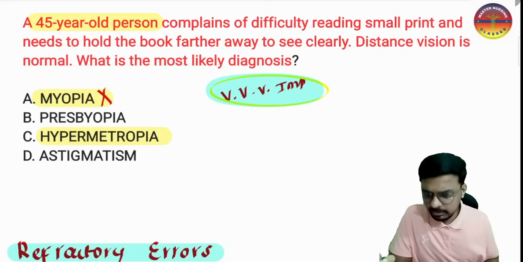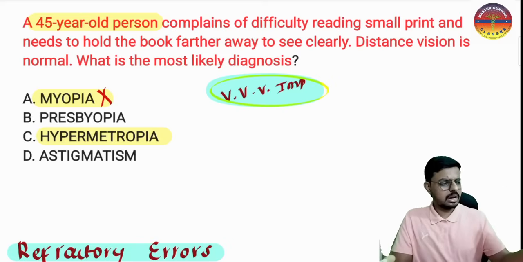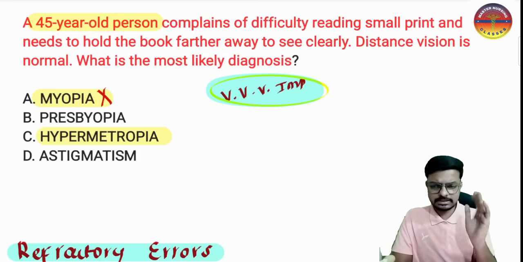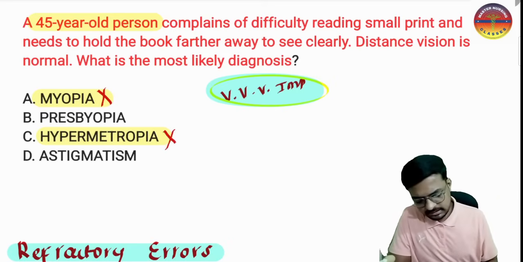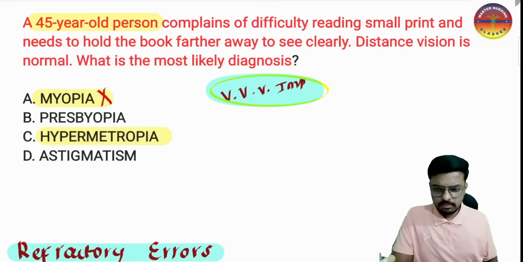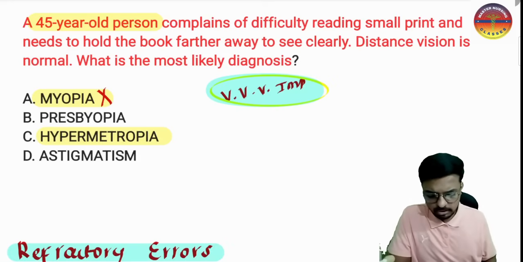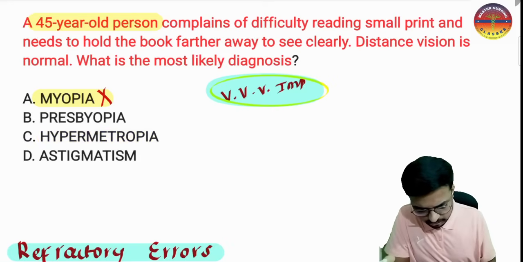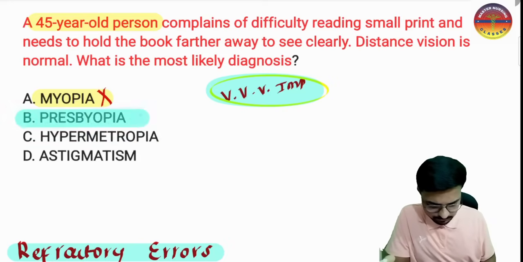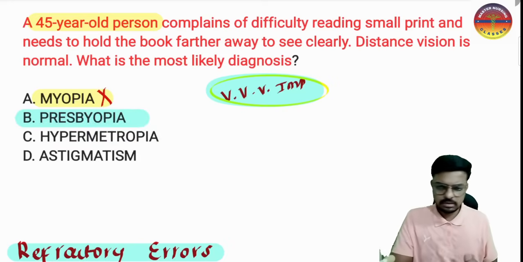And in hypermetropia, what happens? The patient is able to see objects which are away from his body, and he is unable to see near objects. That is hypermetropia, far-sightedness. This is what is given in the question. But this far-sightedness is given in an old age patient, so the answer goes to presbyopia. This is where the examiner will confuse you.